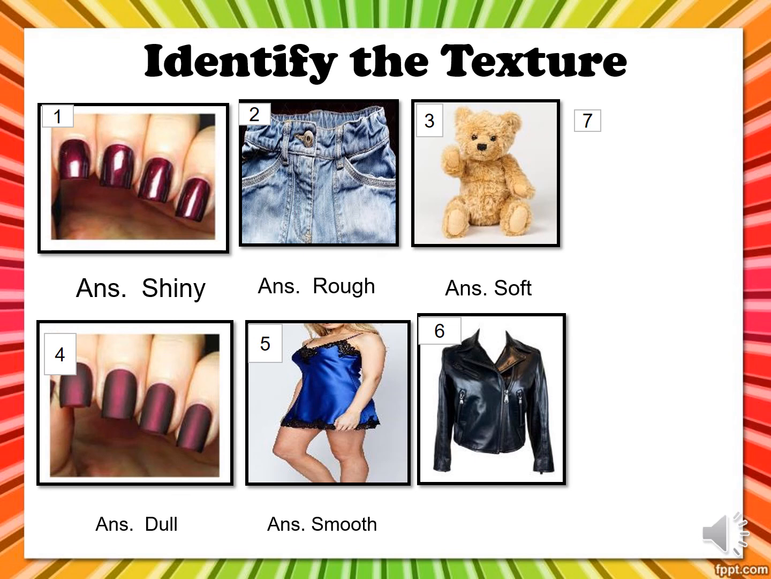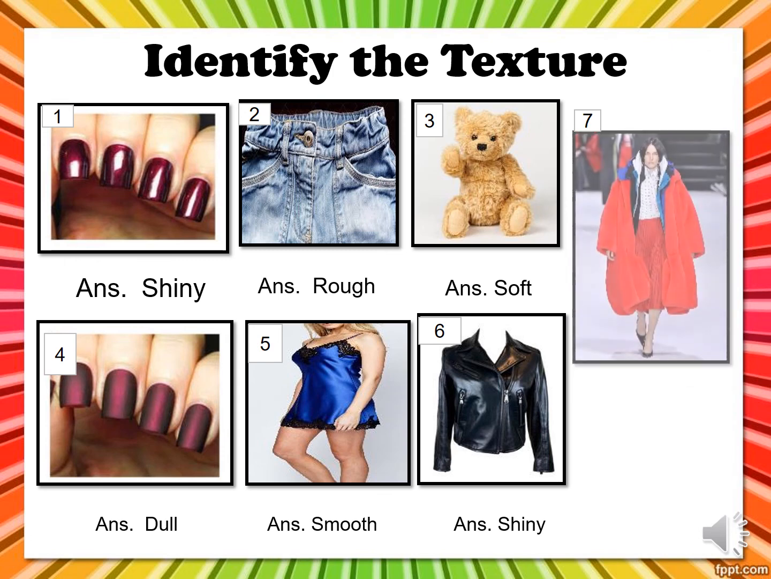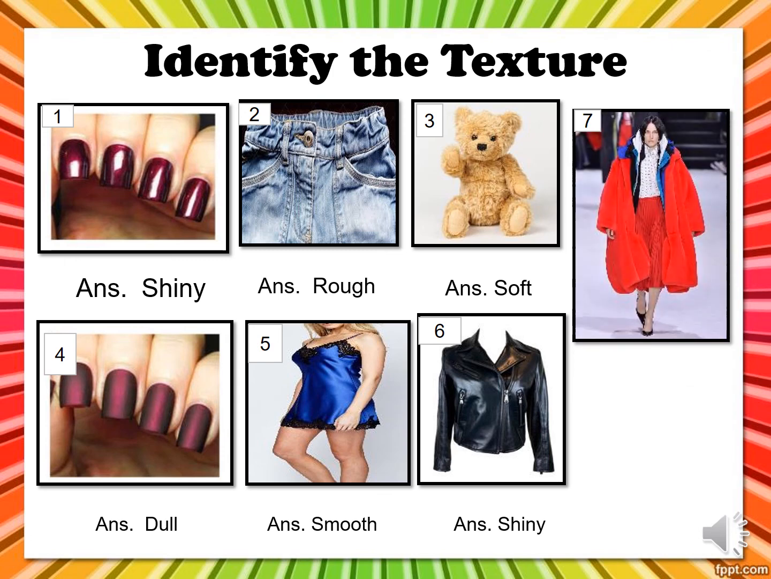Let's look at number 6. Number 6, it's a leather jacket. What type of texture are you seeing? Yes, it is shiny. Let us look at number 7. What type of texture are you seeing in number 7? Did somebody say bulky? You are correct.